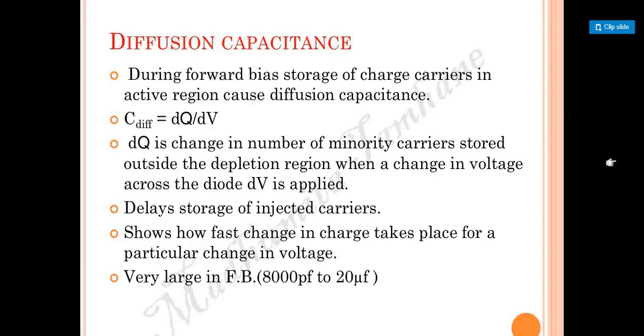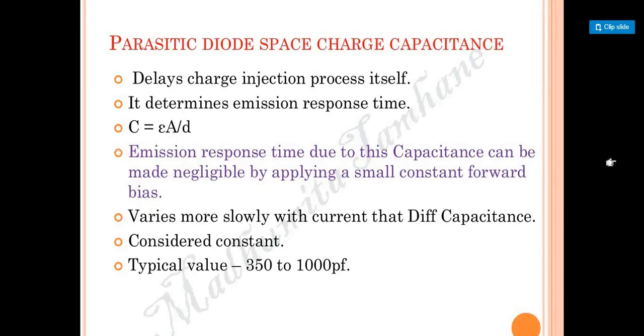What is diffusion capacitance? C diffusion is equal to dQ by dV. Q is the change in the number of minority carriers stored outside the depletion region, when a change in voltage across the diode is dV is applied to the diffusion capacitance. Clear? We already covered that, so I'm not going into detail.